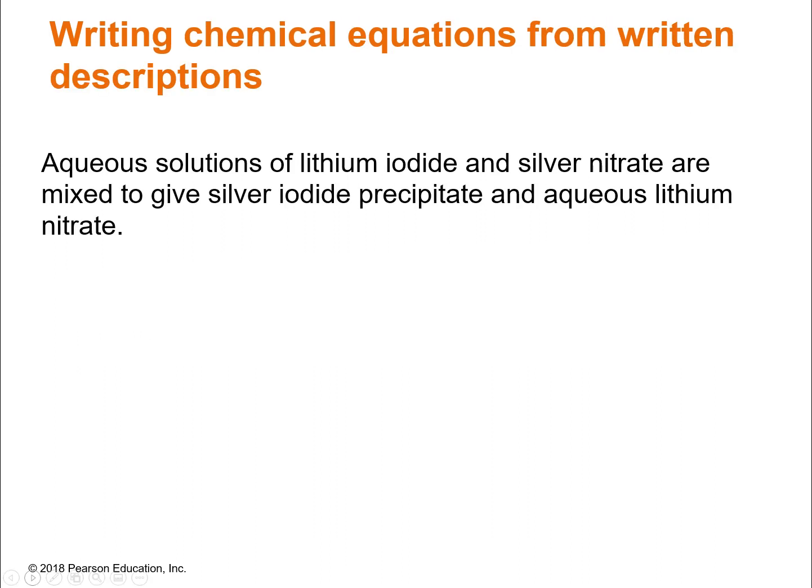So we'll do one more in this same kind of area before we move on to the next topic. We're going to go in reverse. Take the written description, write the chemical equation. I'll give you 2 minutes to read this through and try to write it out. Then I'll write it out.